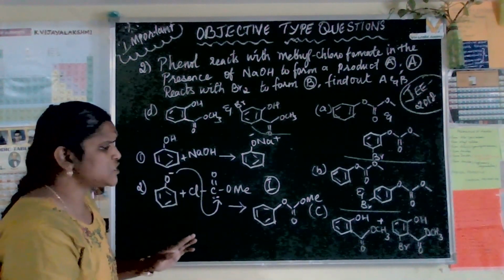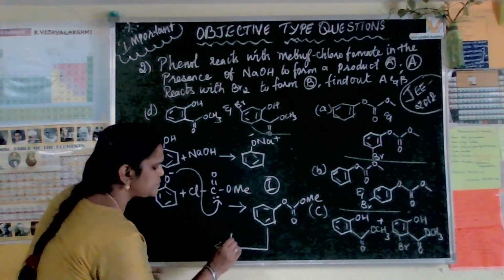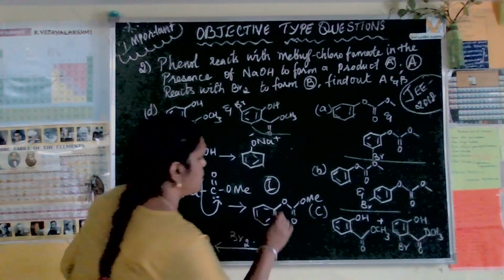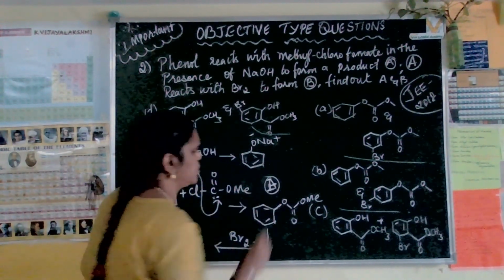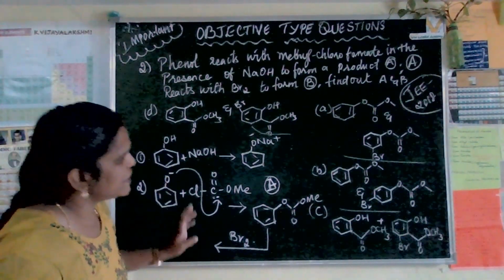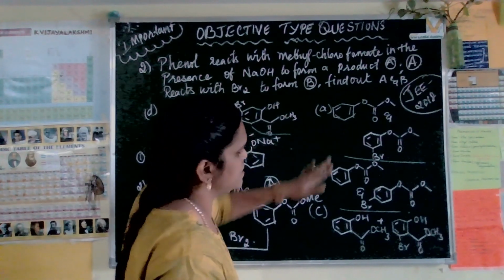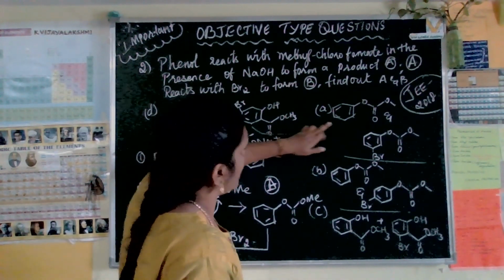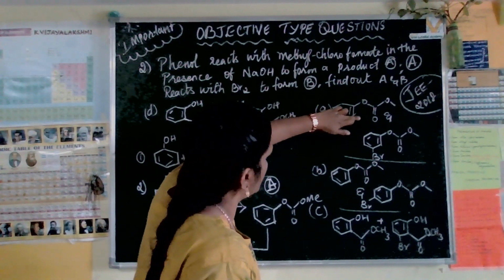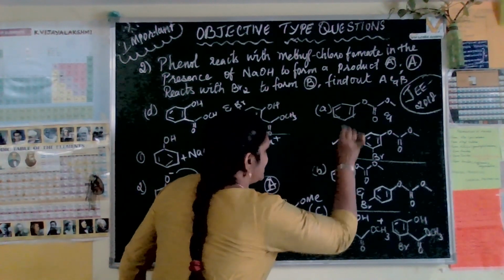This first compound reacts with bromine. This is compound A. I just put it as compound A. Now this compound reacts with B. Only in this way can we identify which is the correct option and which is the wrong one. Yes, this one as well as this one is correct. The first is correct.